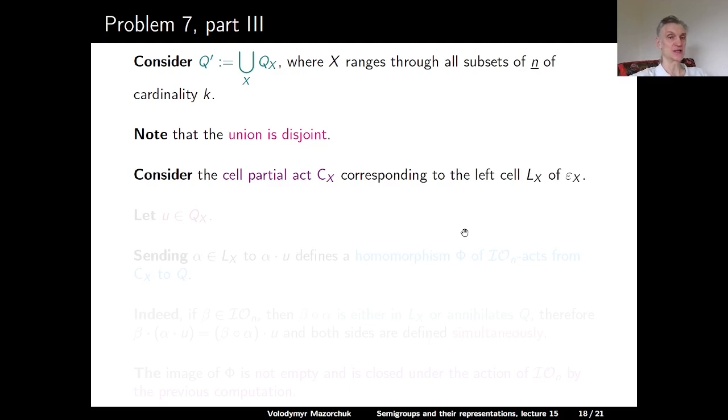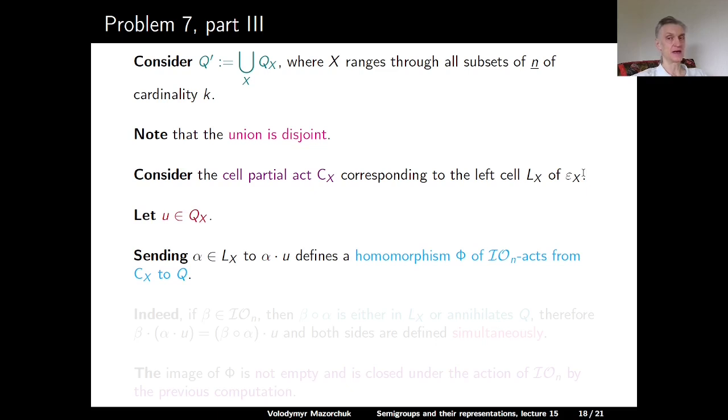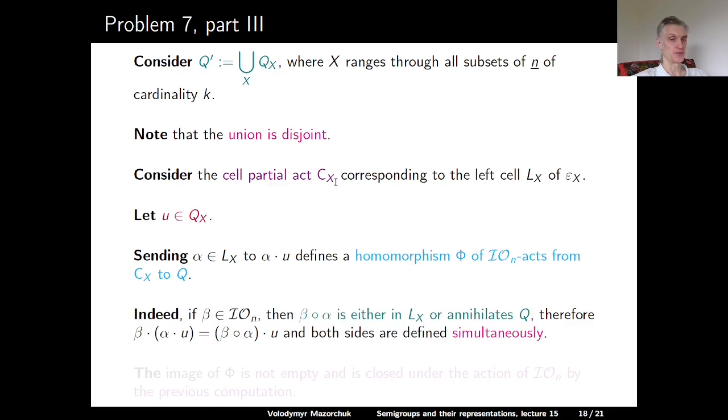Now let us consider the cell partial act C_X, which corresponds to the left cell L_X of epsilon_X, so we fix some X. Let u be an element in Q_X. Then, if we send an element alpha in our left cell L_X to alpha applied to u, this defines a homomorphism, which we denote by phi, of I_n acts from our cell act C_X to Q.